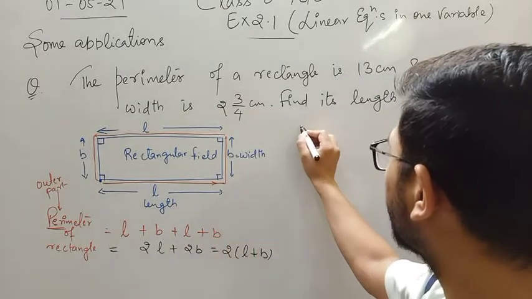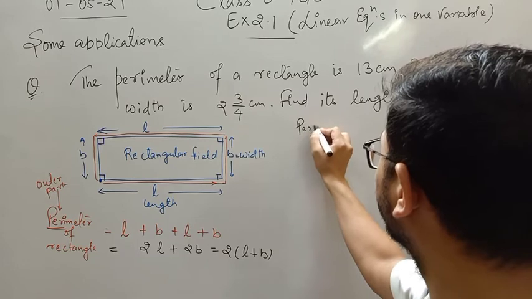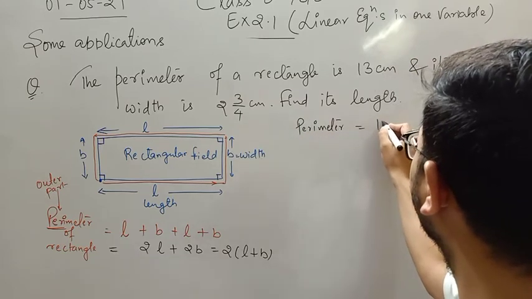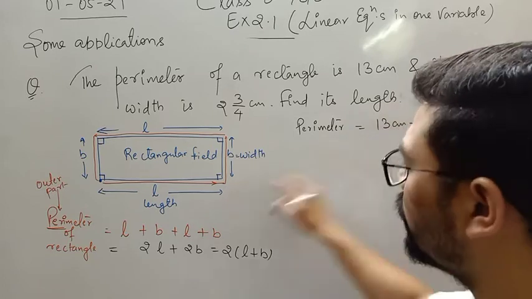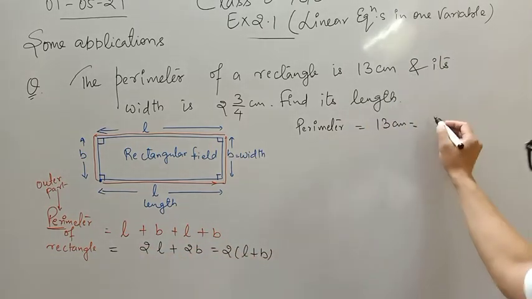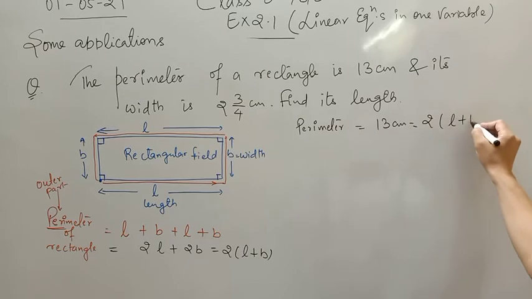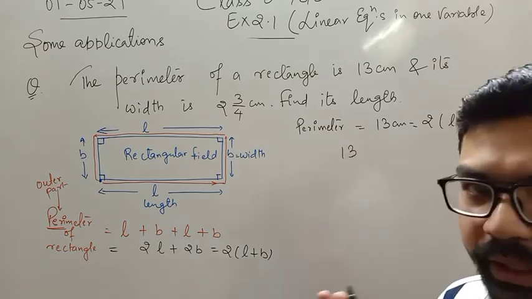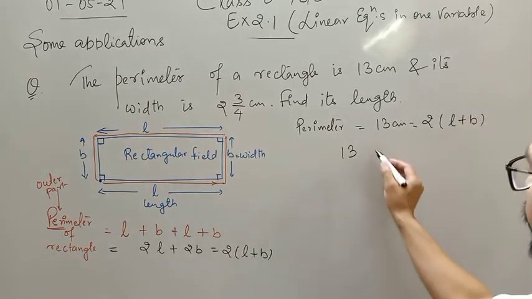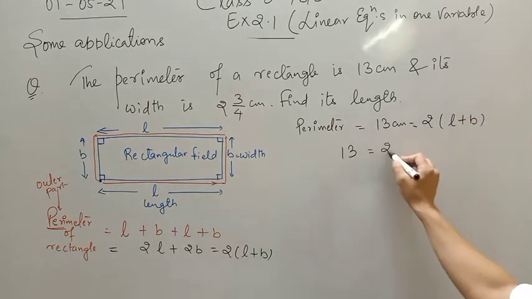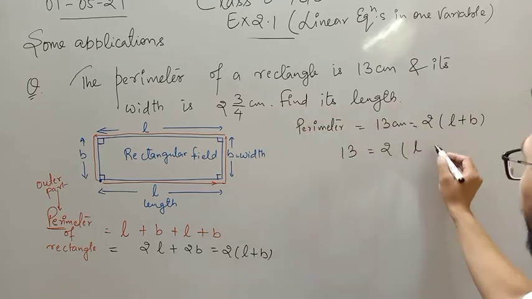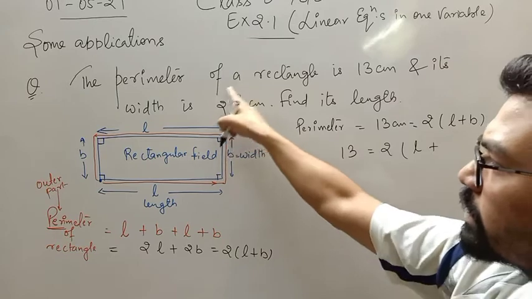Okay. Now the perimeter of a rectangle is given to you, equal to 13 centimeters, and you know that the perimeter of a rectangle is equal to 2(L plus B). Now this is 13, no need to write centimeter while solving the question. Now find its length. You don't know the value of length here, but you know the value of width, but this is in mixed fraction.